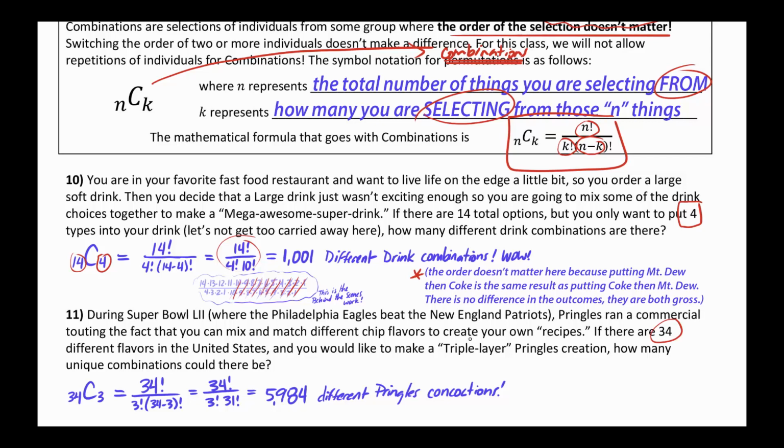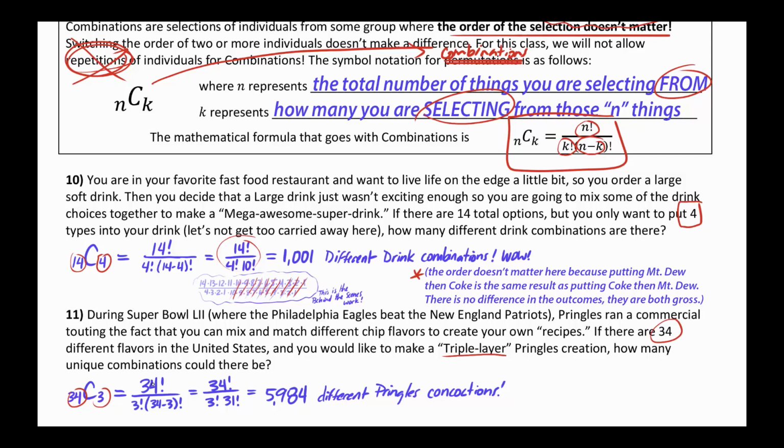Let's say we wanted to make a triple layer Pringles creation. How many different unique combinations could there be? So out of the total, which was 34, we are only going to be choosing 3 of them. Remember, repetitions is not allowed. So we can't have ranch, ranch, ranch. Okay, they have to be different.